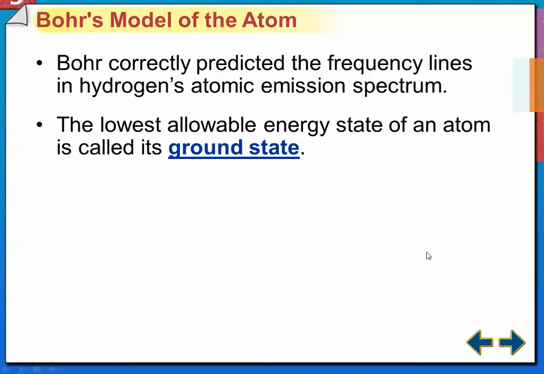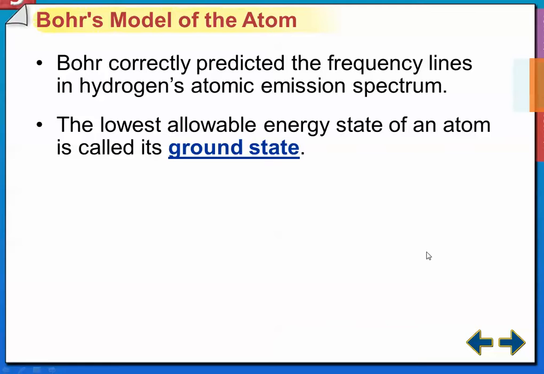A scientist named Bohr correctly predicted the frequency lines in hydrogen's atomic emission spectrum. Those are the visible lines, where we can see that hydrogen only emitted light in certain specific wavelengths, not a continuous spectrum of light.